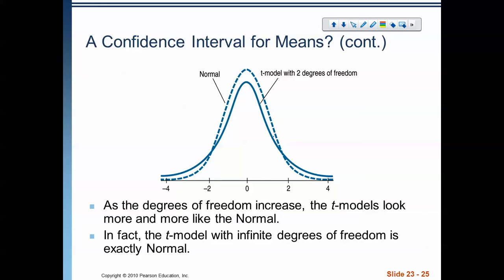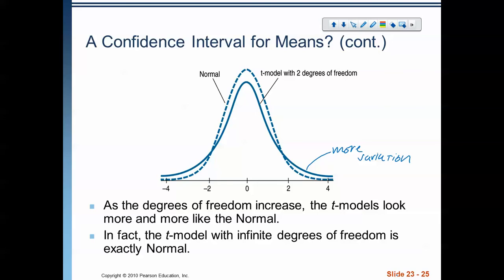This solid blue line is a t model with 2 degrees of freedom, and the dotted line is a standard normal model, the same normal model that we used when we were finding z-scores for the proportions test. Notice that the t model with 2 degrees of freedom has a much fatter tail. It is higher as it goes out. The t with 2 degrees of freedom is larger in that place.